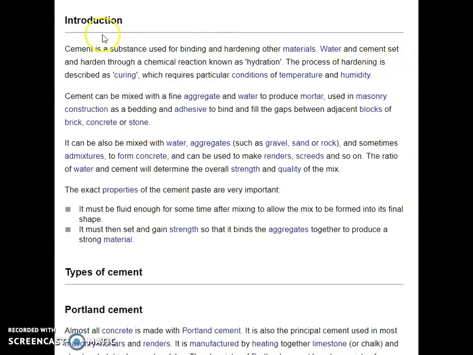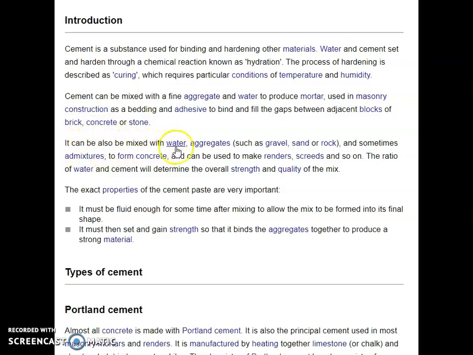Alright, now coming to introduction. Cement is a substance used for binding and hardening other materials. Water and cement sets and hardens due to a chemical reaction called hydration. The process of hardening is described as curing, which requires a particular condition of temperature and humidity. Cement can be mixed with fine aggregates, water to produce mortar, used in masonry construction as bedding, and adhesive to bind and fill the gaps between adjacent blocks of bricks, concrete, and stone.